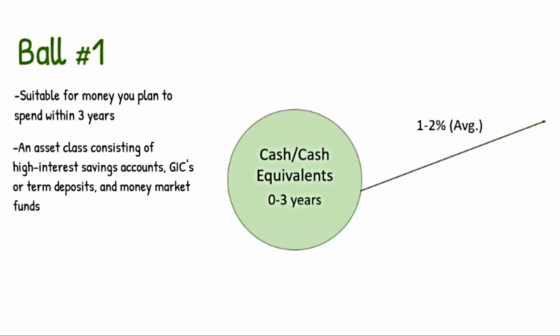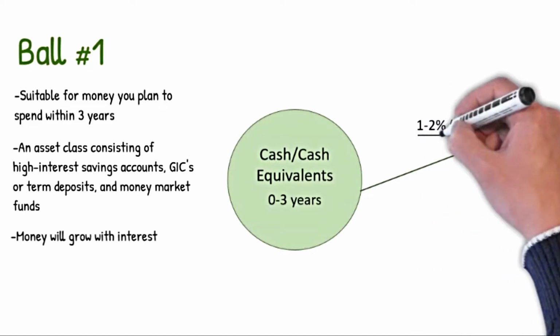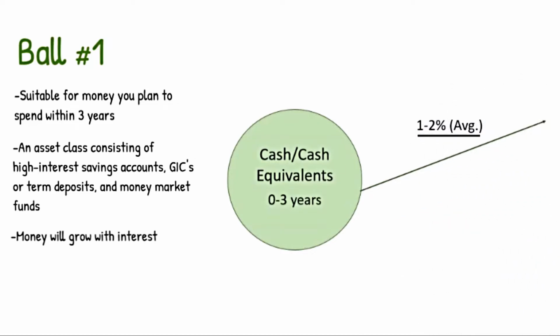Your money will grow with interest when you invest in assets in the first ball. In today's low interest rate environment, you are likely to only earn 1 to 2% in this ball. So the rate of growth is certainly not high, but it provides a high level of safety. The prospect of not losing money and retaining liquidity is more appealing than the rate of return in this asset class.